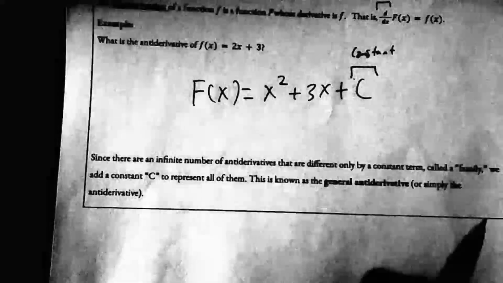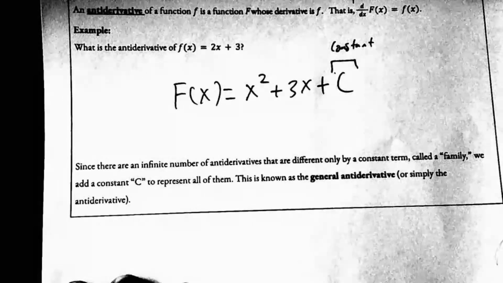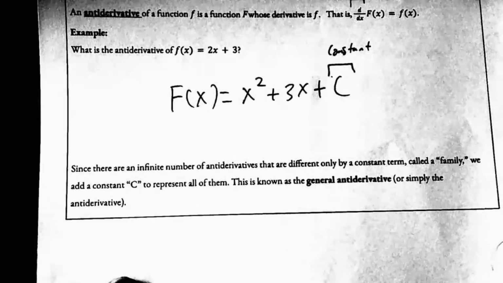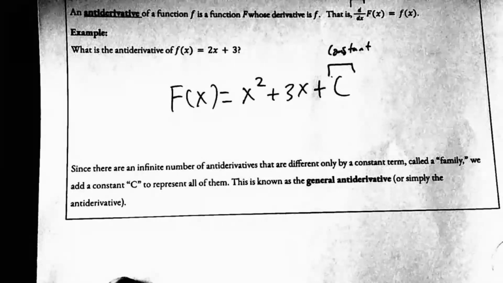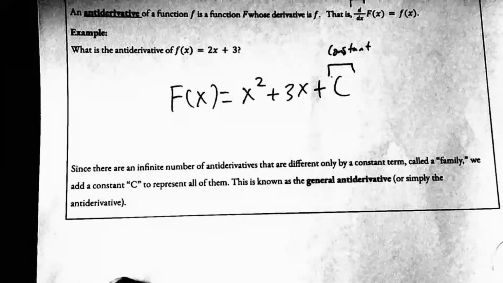So that's what the bottom explains. Since there are an infinite number of antiderivatives that differ only by a constant term, called a family, we add a constant c to represent all of them. This is known as the general antiderivative, or simply antiderivative. So that was 3.2.